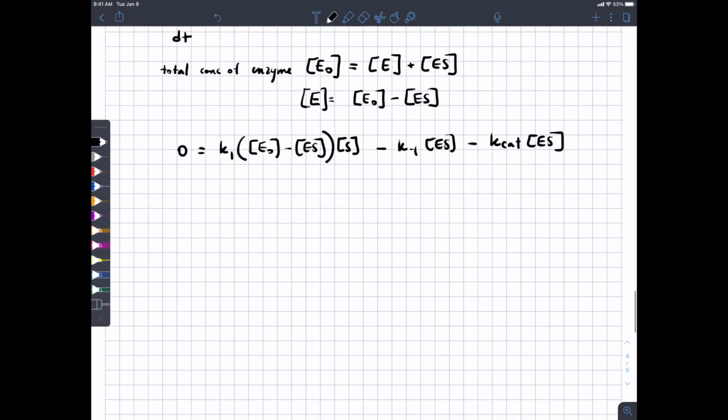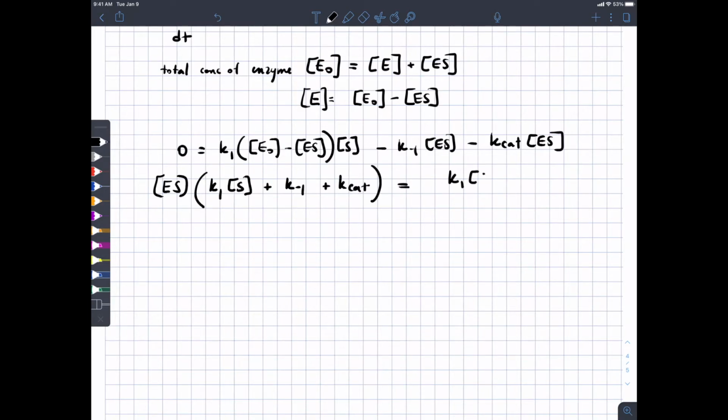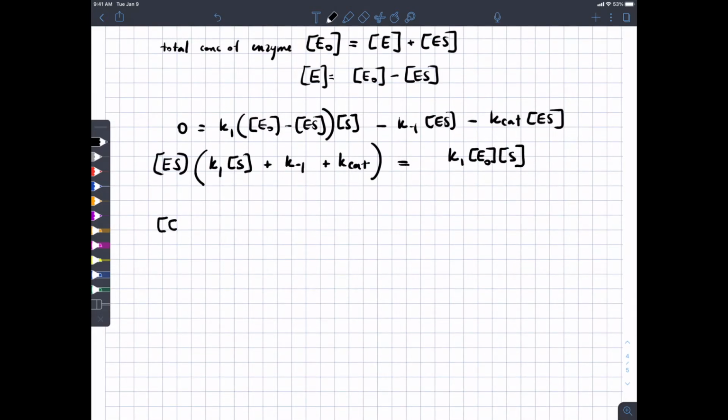Right. And then what we're going to do is some algebra to get all of the ES-containing terms on one side of the equation and all of the terms that don't contain ES on the other side of the equation. What this is going to look like is the concentration of enzyme substrate complex times k1 times the S concentration plus k minus 1 plus kcat. And on the other side of the equation, we're going to have k1 times the total concentration of enzyme times the concentration of substrate, such that the concentration of ES equals this.